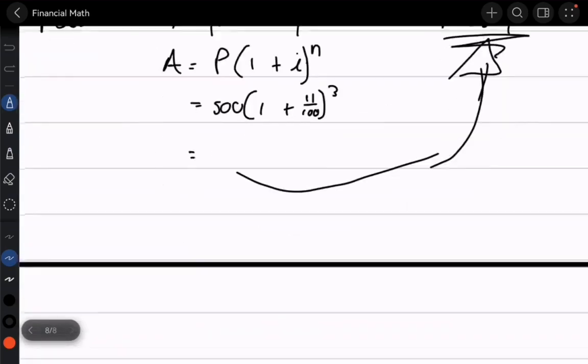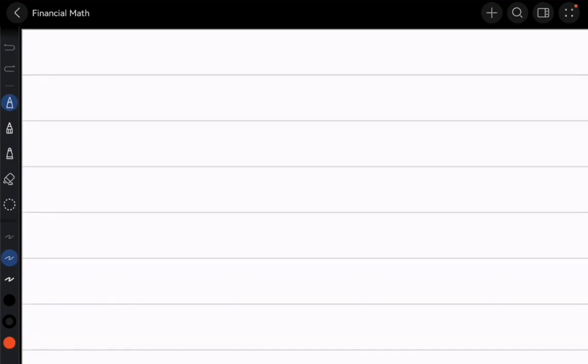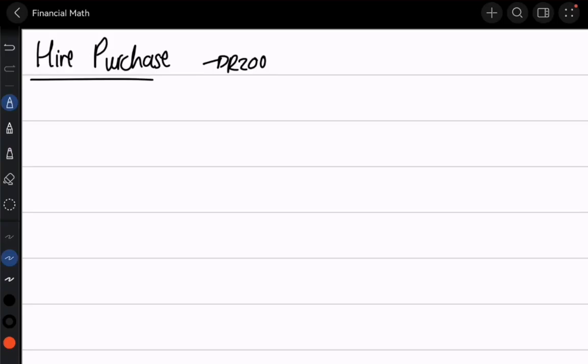So let's move on and look at the third thing, which is hire purchase. Okay, so hire purchase is when you buy something and pay it off monthly, but you pay more because of interest. So let's say, for example, you pay for a phone. The phone is 200 Rand a month. Then you pay 200 Rand for 36 months, and that's how much you pay.